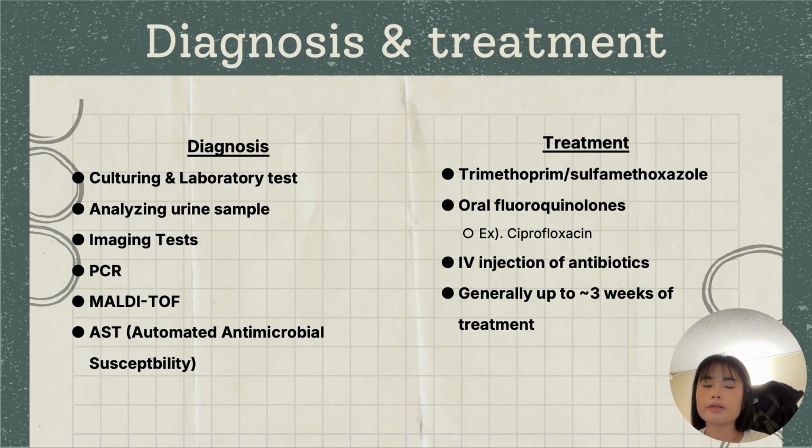Second, you can analyze urine sample to assess number of red and white blood cells or check for alkaline urine, which all indicate signs of positive Proteus mirabilis. And with the rise of resistance genes in Proteus mirabilis, molecular methods such as PCR, MALDI-TOF, and AST, which is using electronic devices and software to analyze bacterial growth, are used.